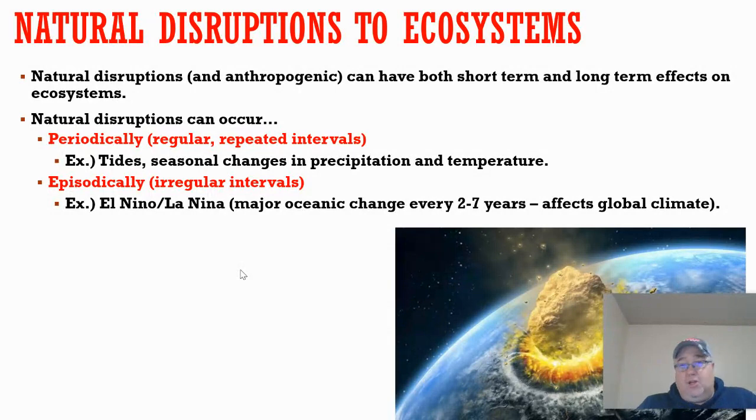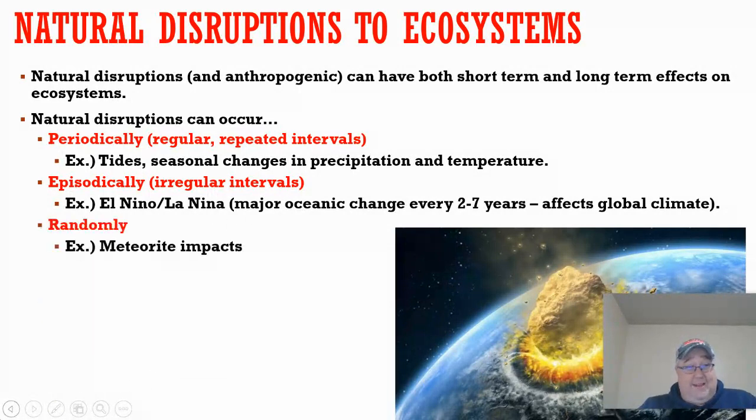The thing about El Nino and La Nina is, even though it happens every 2 to 7 years, it's hard to predict exactly when it will occur. Is it going to happen every two? Every seven? Every four? So it shifts a little bit, and it's not easy to predict in that sense. It's not as regular as a periodic disruption would be.